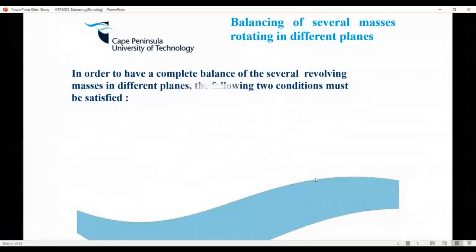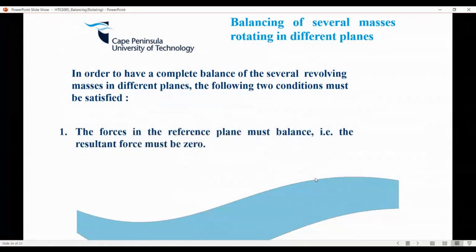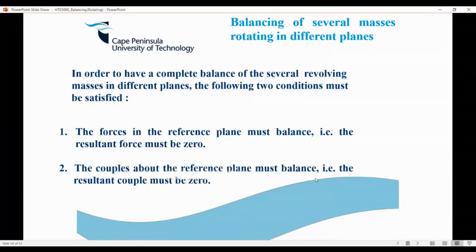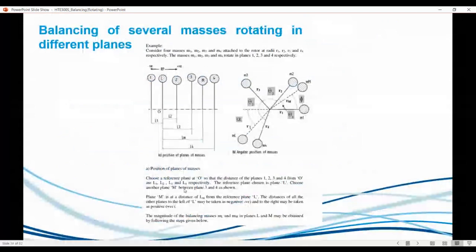Okay, that slide is blank. Oh yeah, I did this. So the two conditions I didn't mention: the forces in the reference plane must be 0, and that's a static balance, and this is the dynamic balance. So number 1 is static balance, number 2 is dynamic balance, right? And then going to this is just the explanation of how it's going to work.